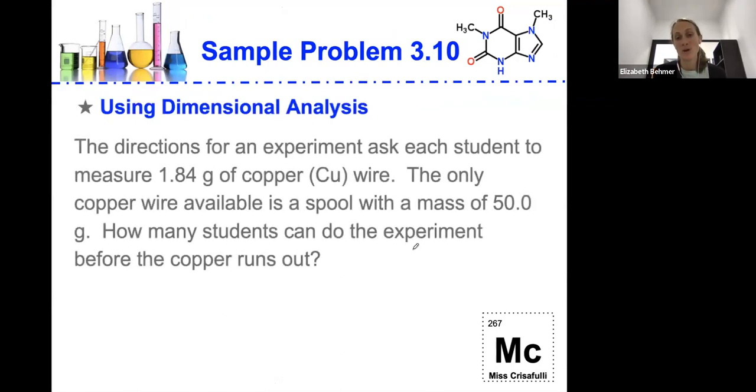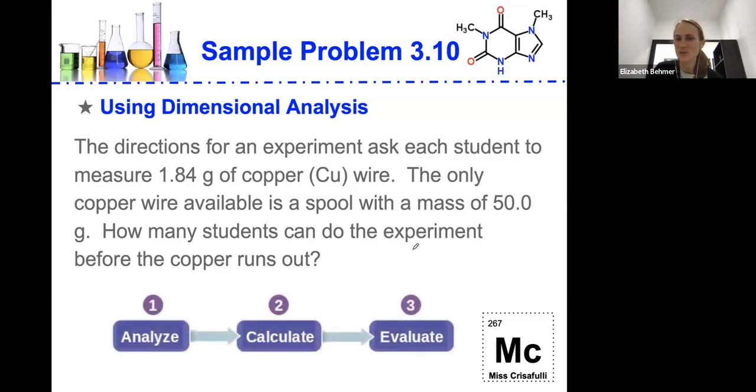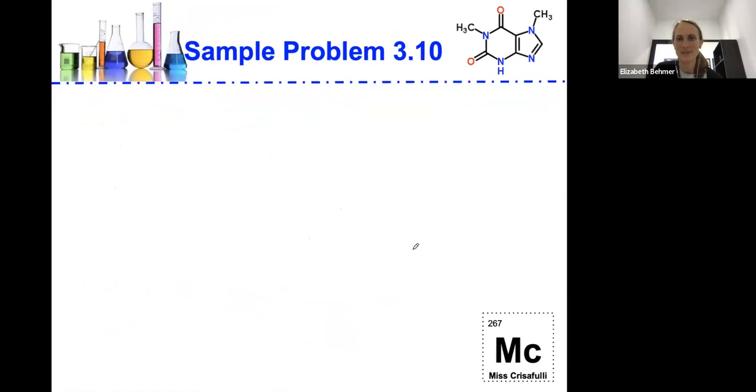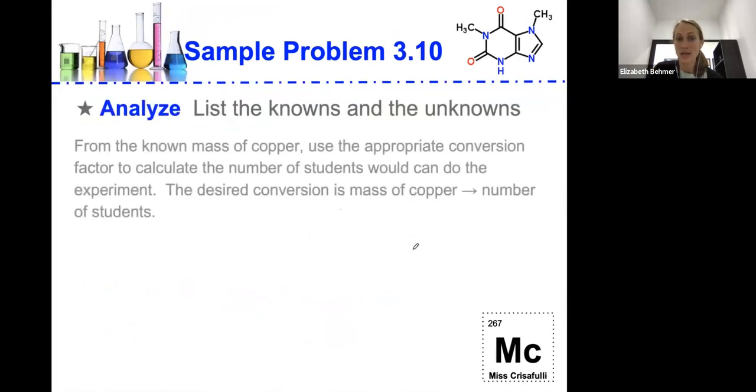So the directions for an experiment ask each student to measure 1.84 grams of copper wire, and the only copper wire available is a spool with a mass of 50 grams. How many students can do the experiment before the copper runs out? Let's use our analyze, calculate, and evaluate steps. So let's first list our knowns and unknowns. From the known mass of copper, we can use an appropriate conversion factor to calculate the number of students that can do the experiment. And the desired conversion is the mass of copper to the number of students.